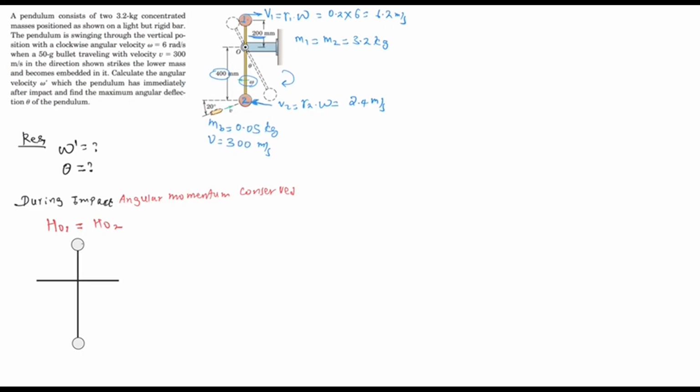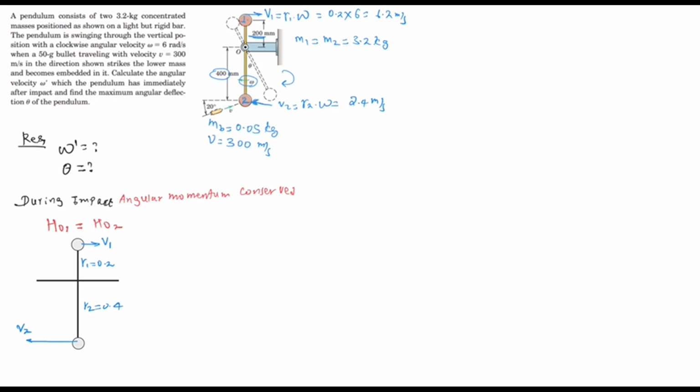Now to find out this part, this is V1, we know that, and the perpendicular distance, let's say that is R1, and in this case it is 0.2 meter. And then for particle 2 we have V2 at a distance of R2, which is 0.4.